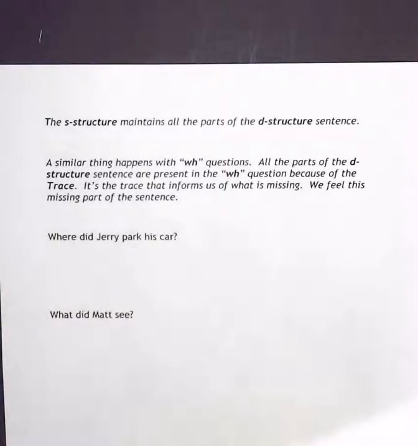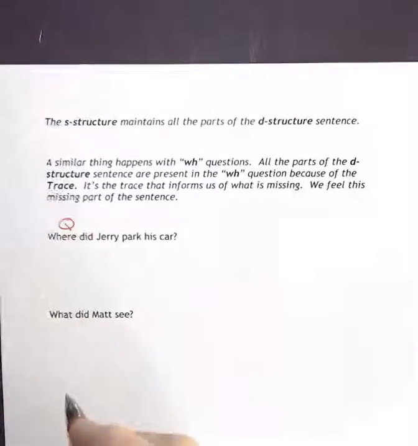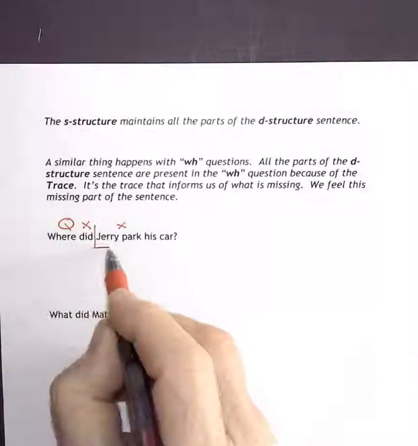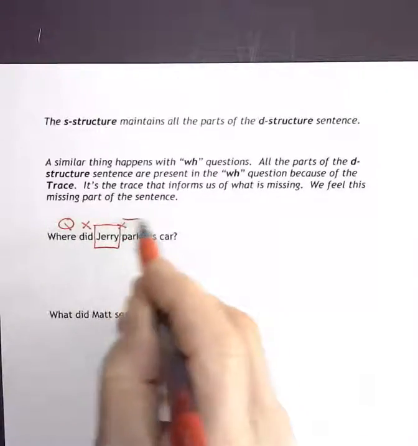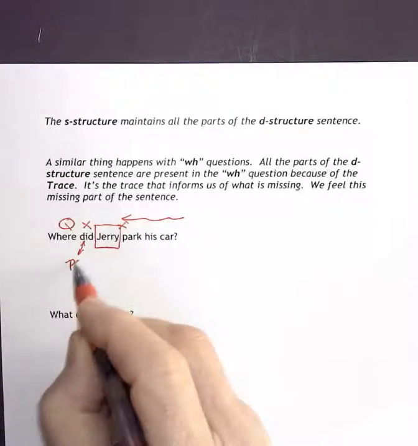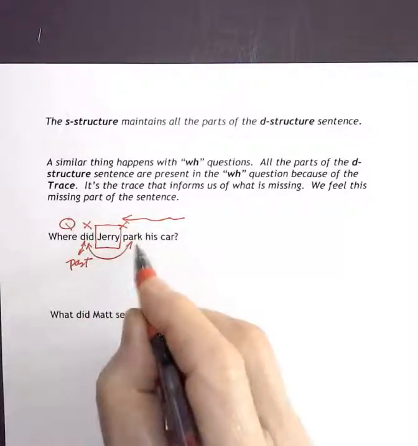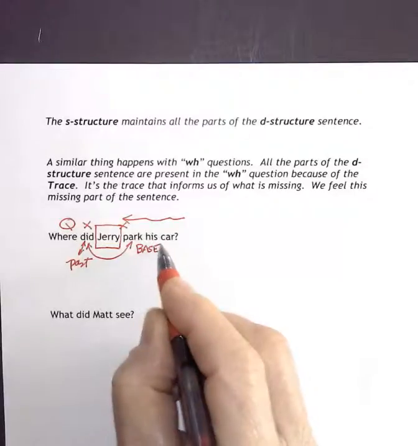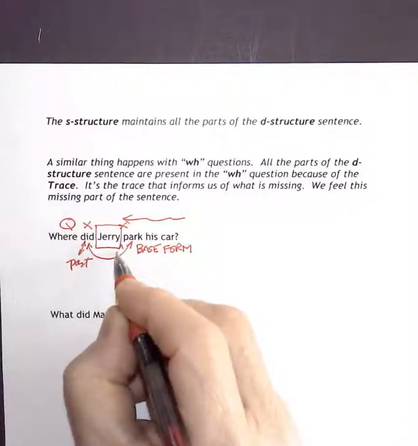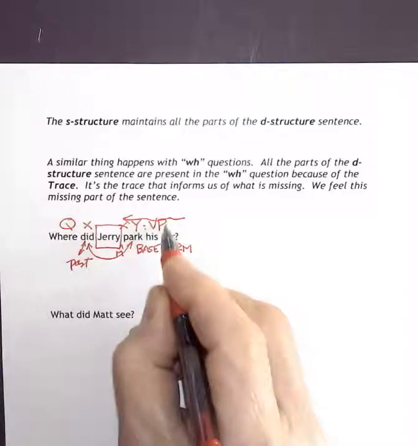For example, where did Jerry park his car? Question. Where did Jerry park his car? Did. Jerry's the subject. Predicate. Did ties with the past. Did ties with the verb park. Base form. The M place is here. Y is park his car, and Y is a verb phrase, no time.